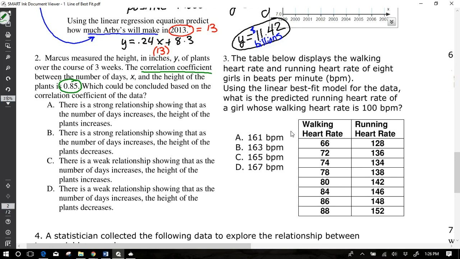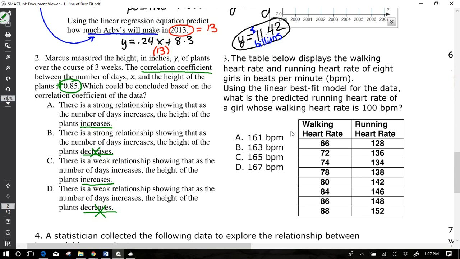Okay, so the first thing that I want to point out is that this is a positive increase, because they didn't say negative, so it's positive. So what I notice here are the words increases or decreases. Well, they're not decreasing because the correlation coefficient is positive, okay? So increases is good, decreases is bad.